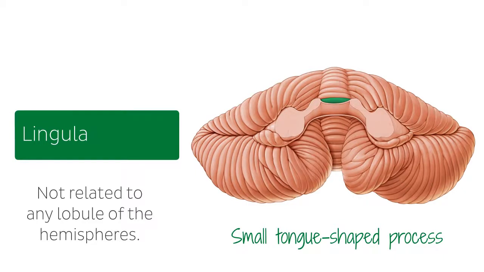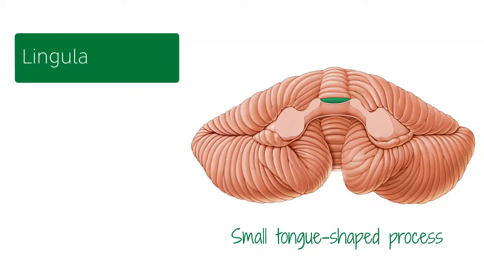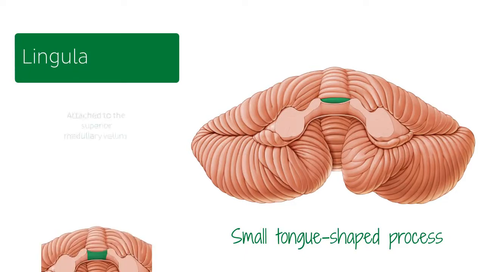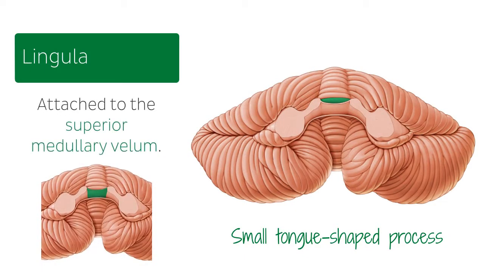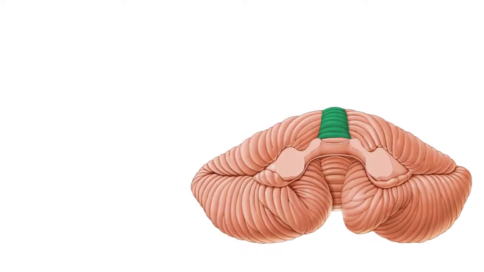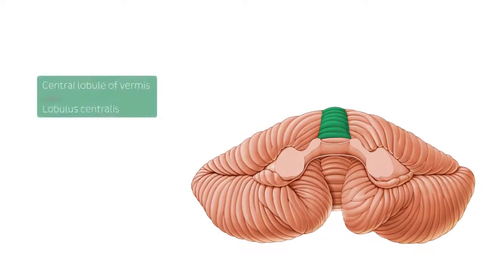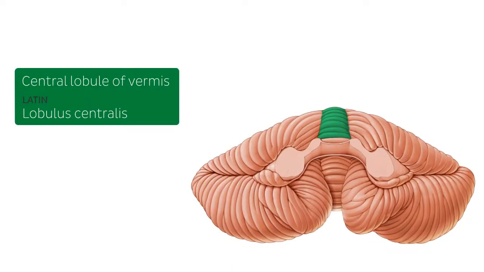And another important thing to remember for the lingula is that it is attached to the superior medullary velum, which you can see here highlighted in green. Now, the superior medullary velum is the superior wall of the fourth ventricle, and you can see it here highlighted in green. Next, we're going to be highlighting here is known as the central lobule, which is the second lobule of the upper portion of the vermis.